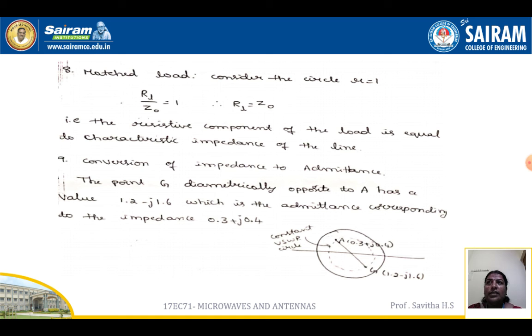Now the next one is conversion of impedance to admittance. We need to find impedance to admittance. We already know that the intersection of the resistance and the reactance value we denoted as point A, and that value is 0.3 plus J 0.4. Now point G is diametrically opposite to point A and has a value of 1.2 minus J 1.6. So it is the negative part we are getting: the R value is 1.2 and the reactance value is minus J 1.6.